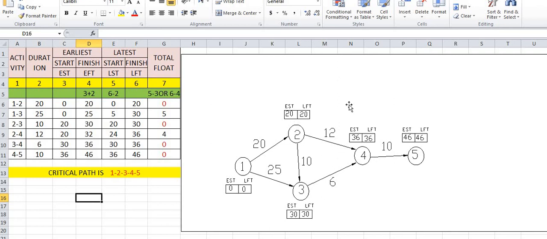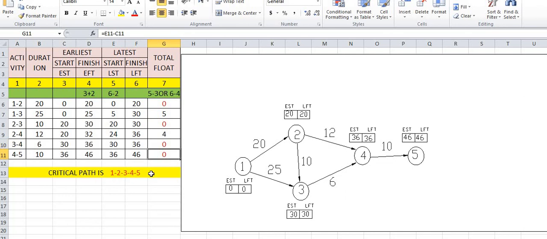Also, how to find out the critical path? Where the EST and LFT are the same, that path is the critical path. Also it has the maximum value. So here 46, 36, 36, 36, 20, 20, 30, 30, 0, 0. That means this path is the critical path, correlated with the values calculated as 0. So 0 is 1 to 2, 0 is 2 to 3, 0 is 3 to 4, and 0 is 4 to 5.